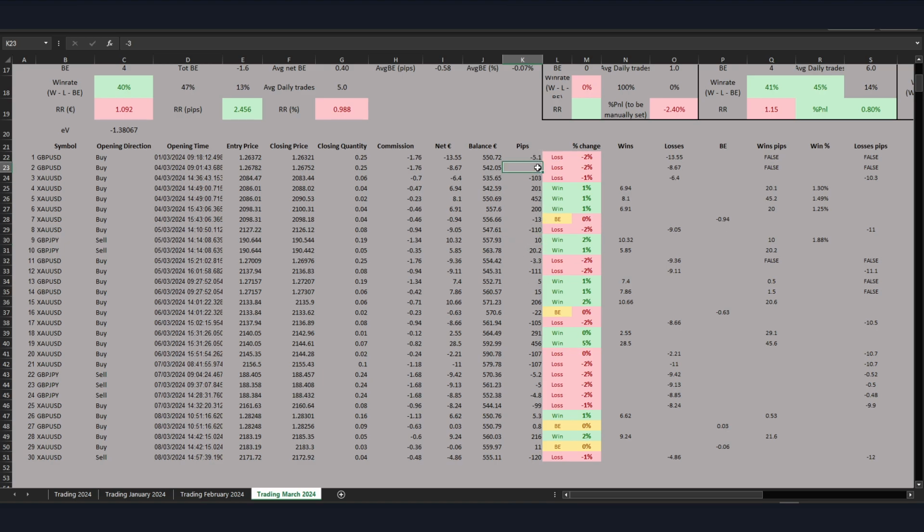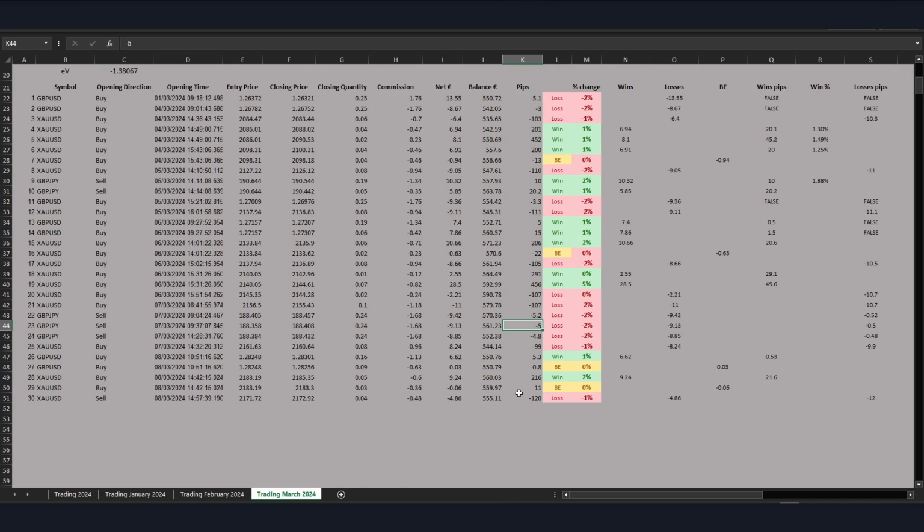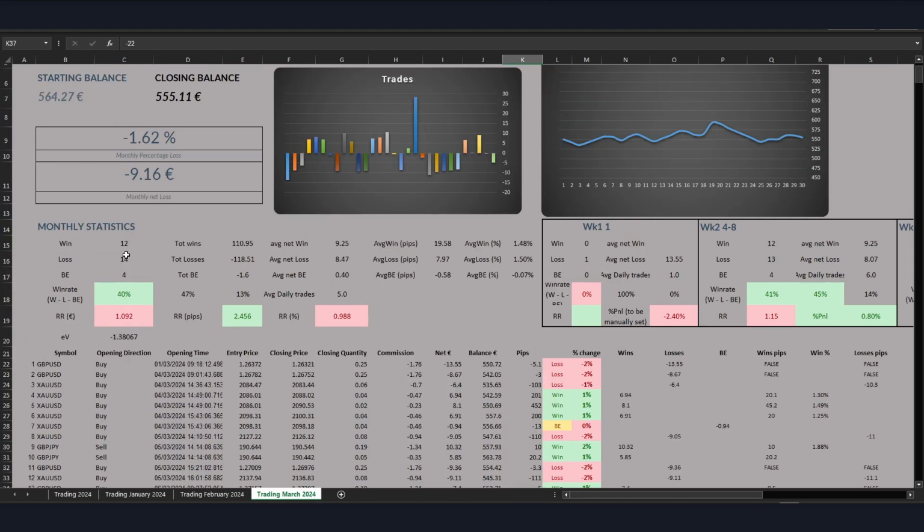This one is a win. Okay, let's have a look. How many break-evens did we have? Okay, just on gold we had the break-even. So anyway, let's have a look at the stats. As you can see over here, we're looking at 12 wins, 14 losses, 4 break-evens, win rate of 40%, and the overall for now is minus 1.6%.